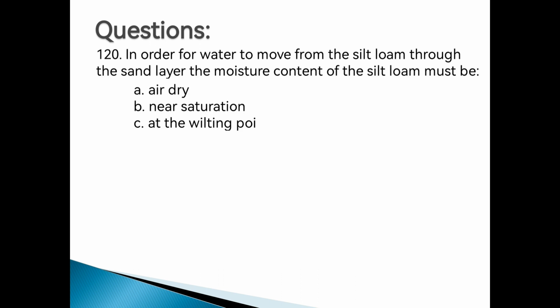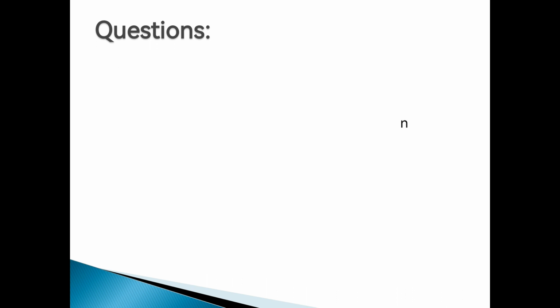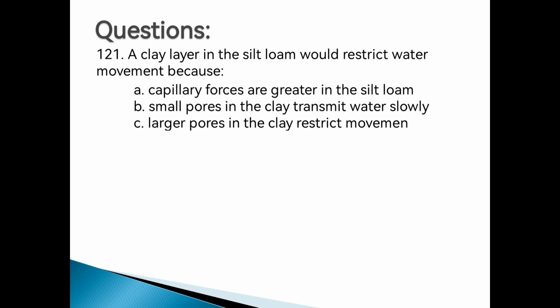120. In order for water to move from the silt loam through the sand layer, the moisture content of the silt loam must be A. Air dry, B. Near saturation, C. At the wilting point. The correct answer is B. Near saturation.